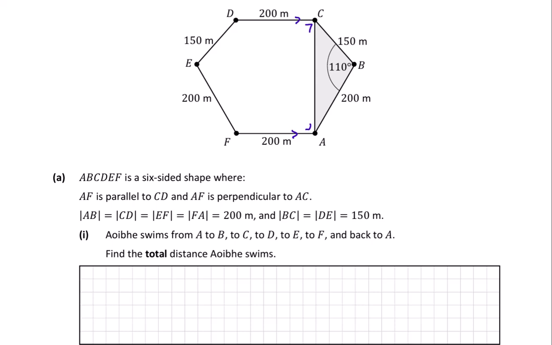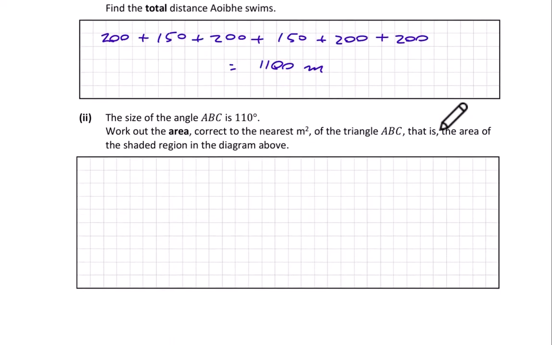So you've got to take 200, add 150, add 200, add 150, add 200, and add 200. So when you do all of that, you get 1100, and meters are the units. Okay, so that's number 1, very easy start. Let's have a look at part 2.